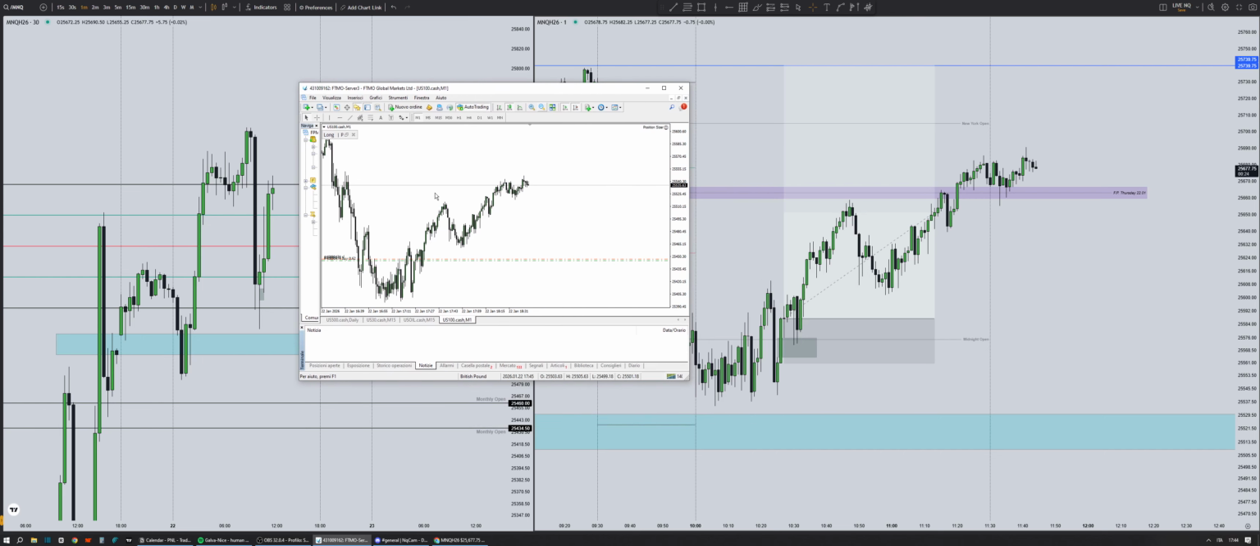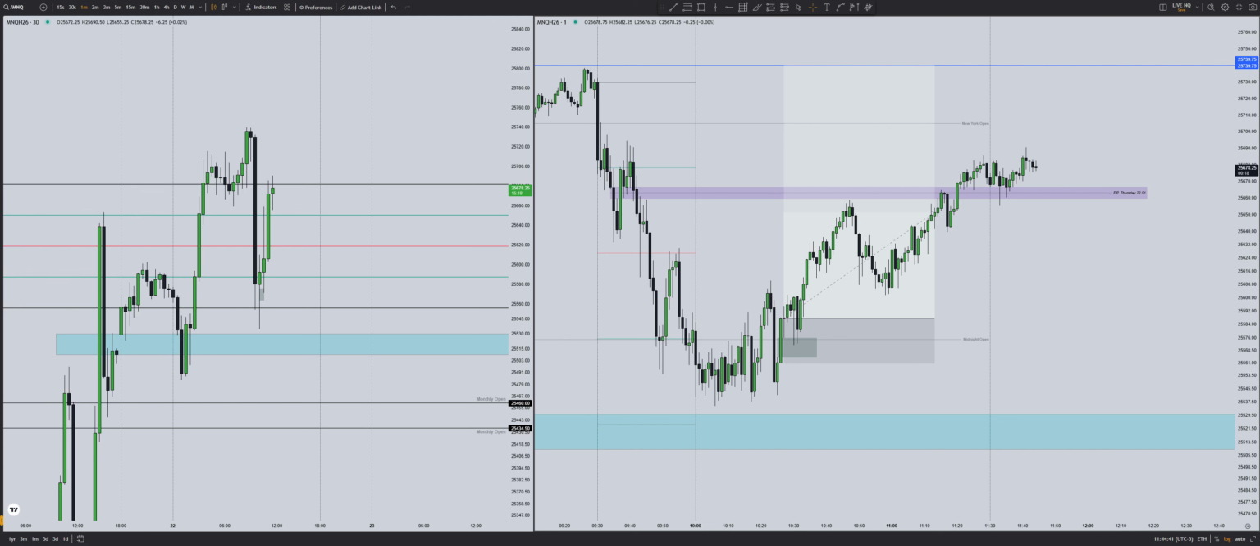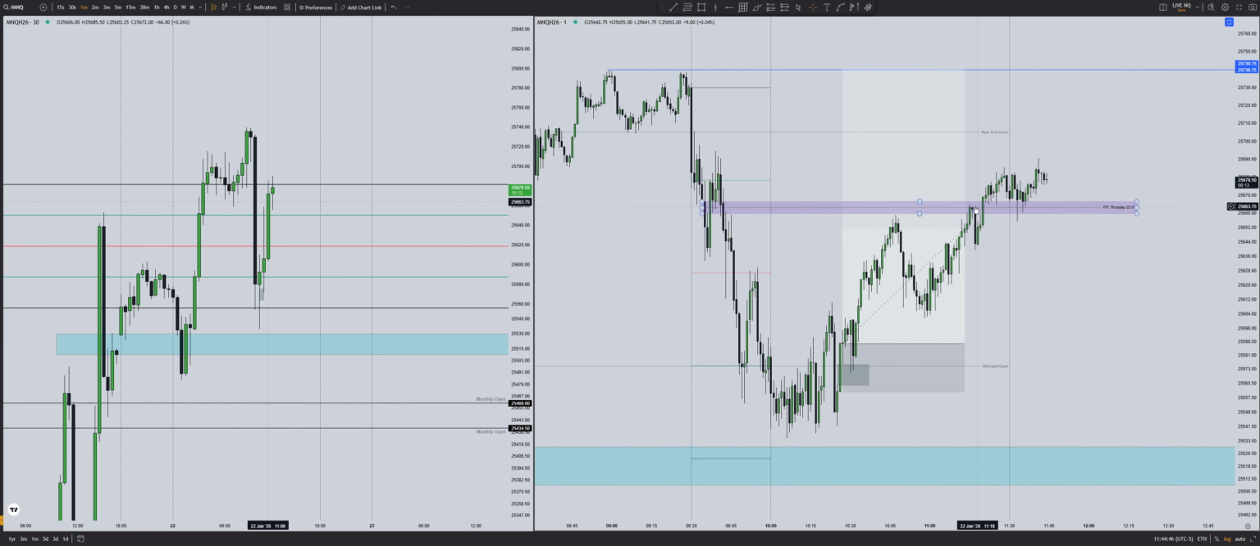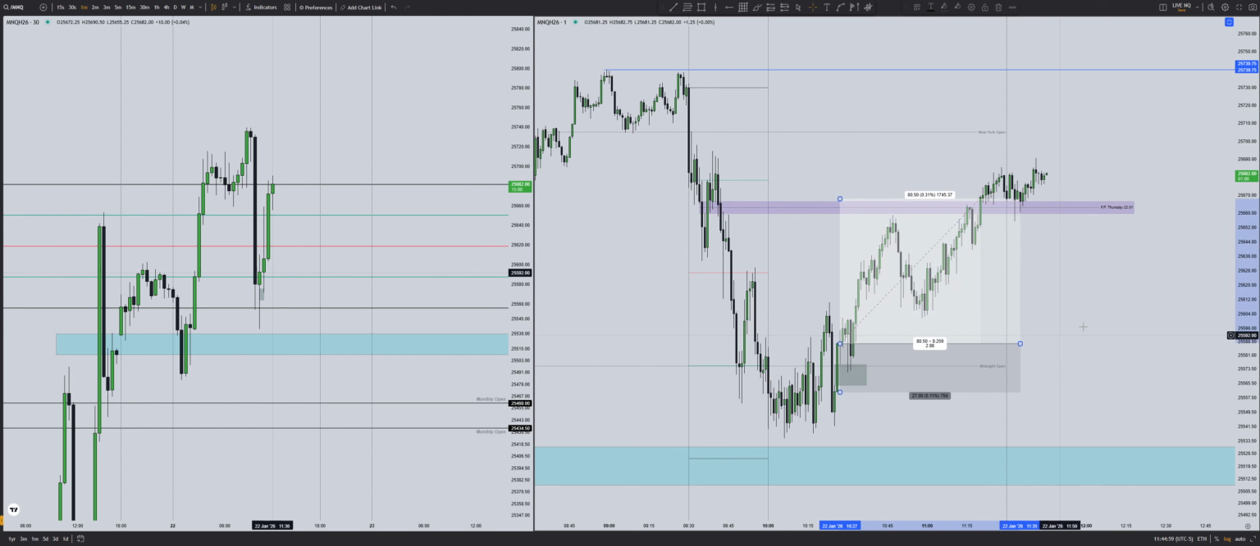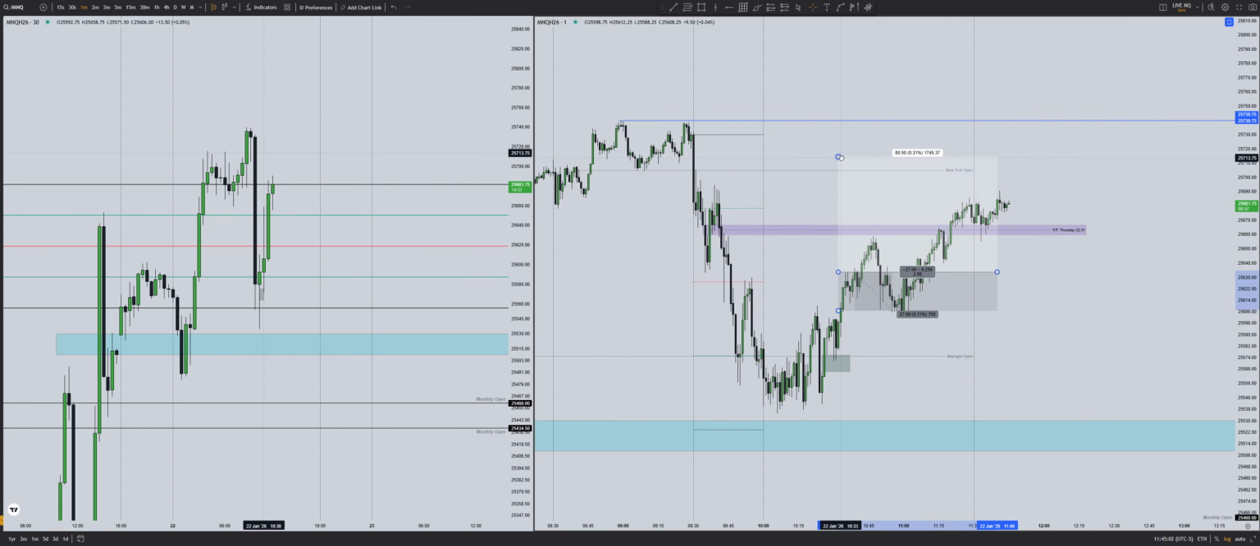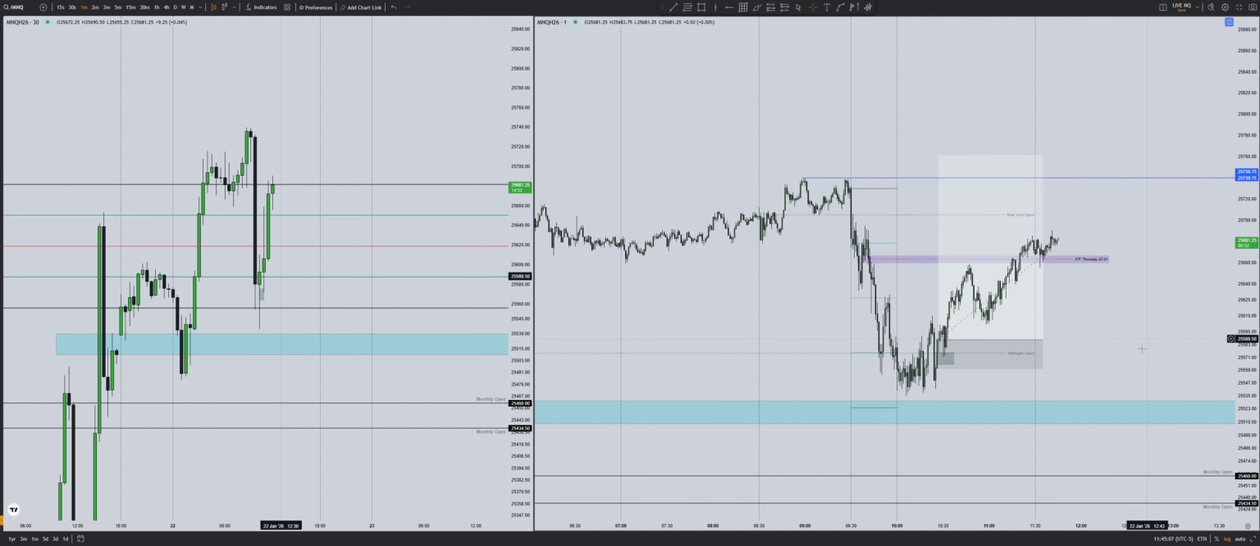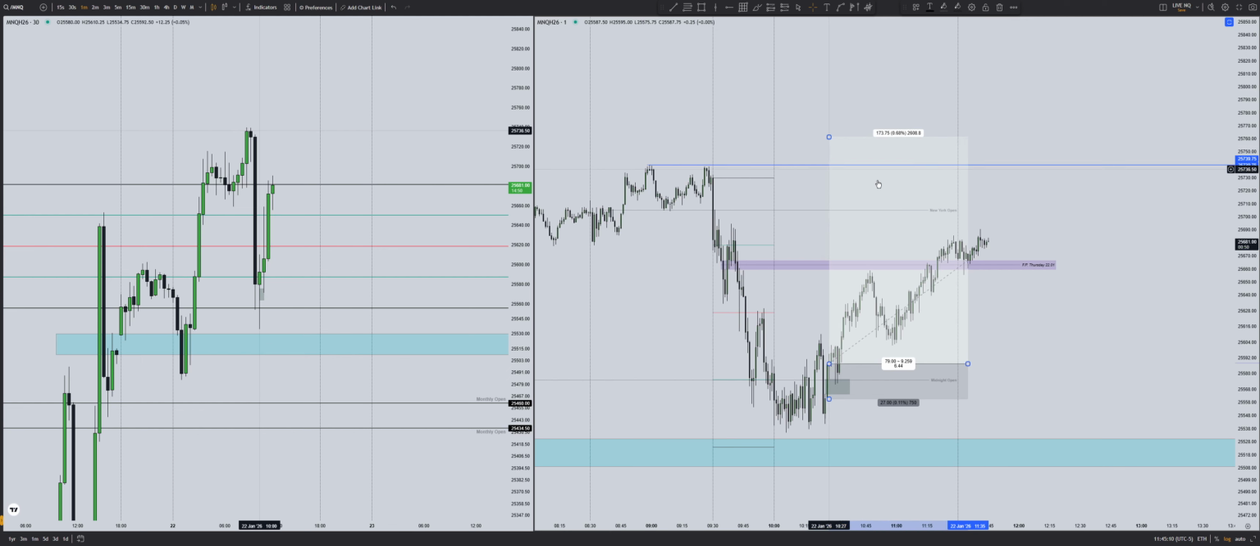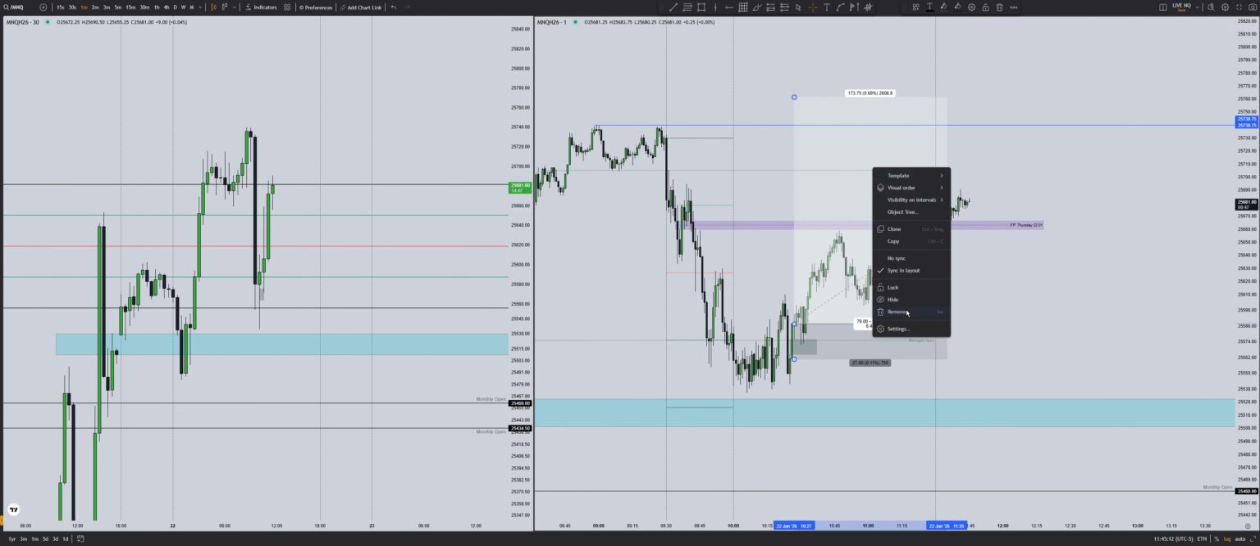So this is the setup I ended up taking. I already took some partials out because we tapped the first presented fair value gap, which was like a main target for me. So I did close something out when price was around this candle here, 11:30, which is when I closed the chart. So that was the trade pretty much. And now I'm running one contract. Well, technically, yeah, one contract, but it's not futures. So to the highs, which are equals, and makes a lot of sense.